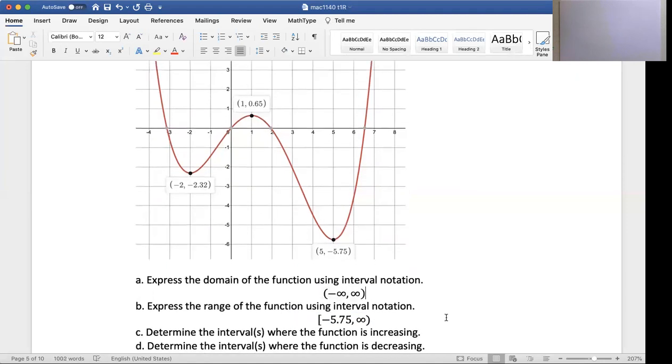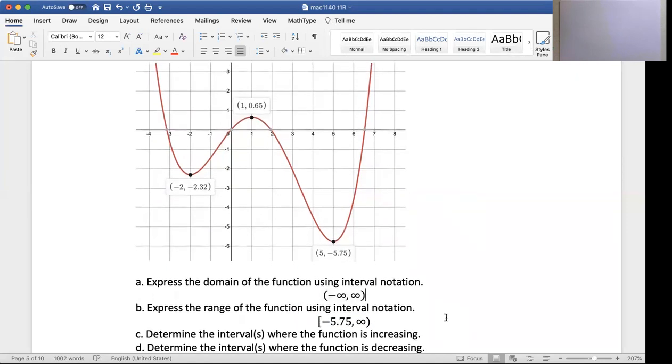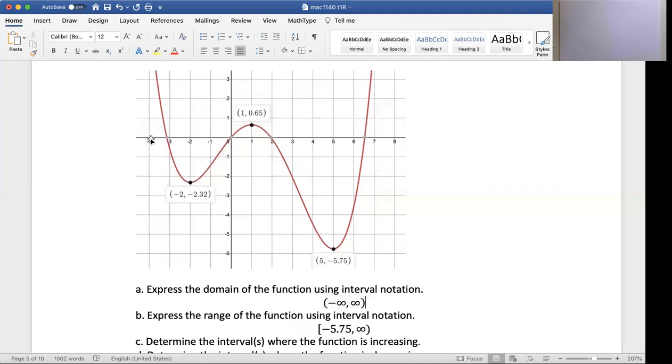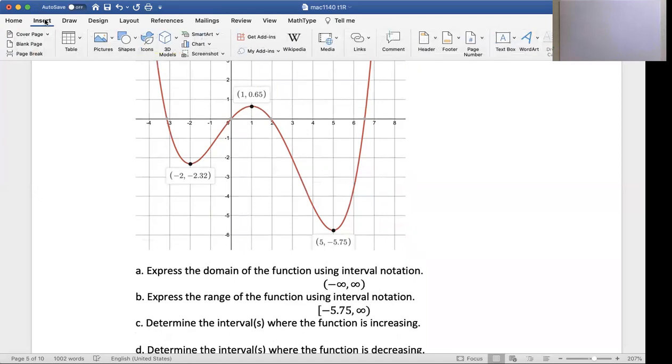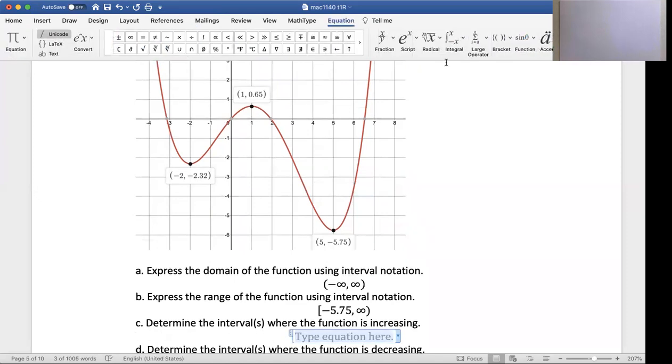Now, where is this thing increasing? Where is this thing increasing for what values? So you think of the x value as time, and you think of the y value as height. So we ask, at what time is it rising? So it starts rising here at negative 2. It stops rising at 1, and then it starts falling again. Then it starts rising at 5 and beyond. So from negative 2 to 1 is part of it. That's one place where it's rising.